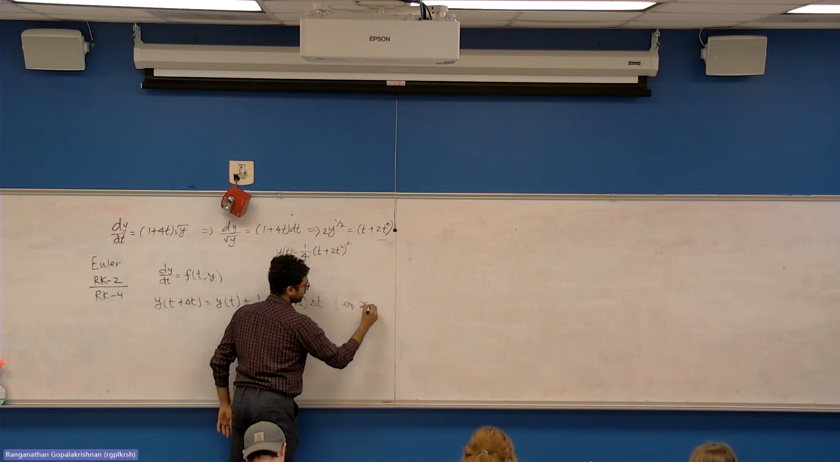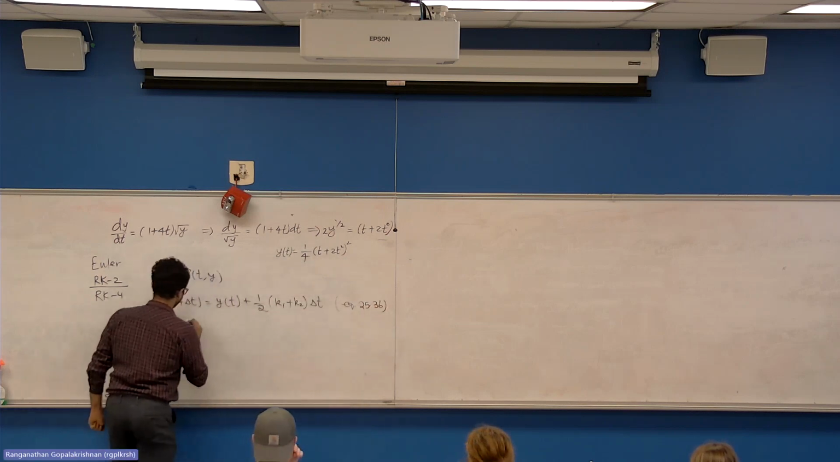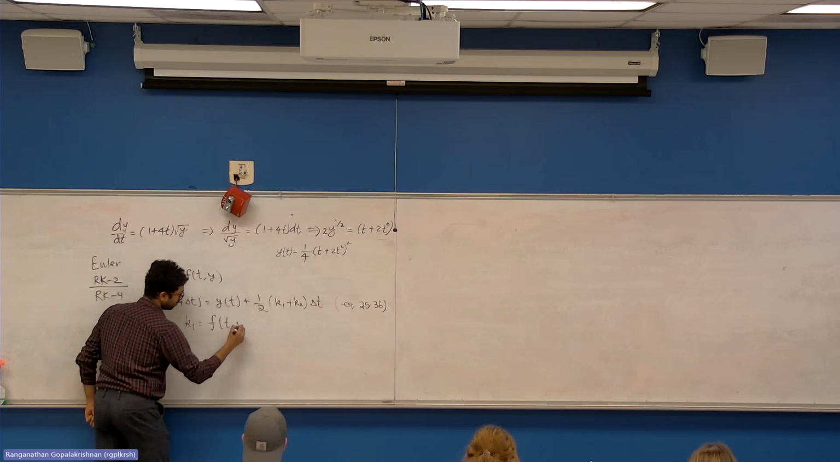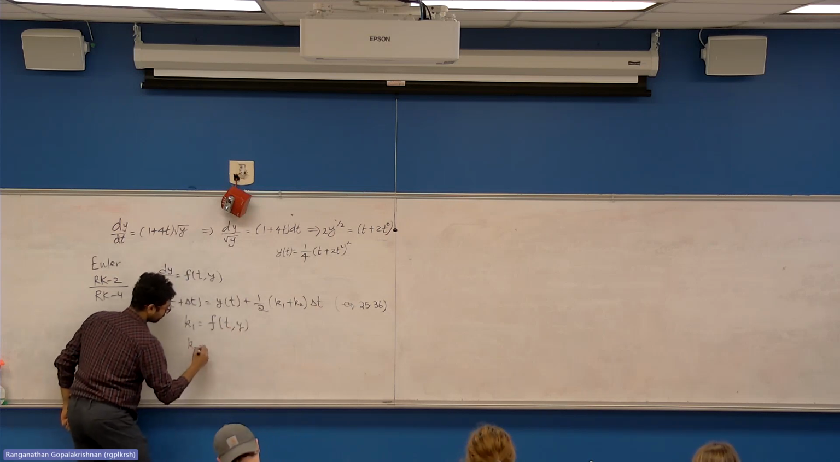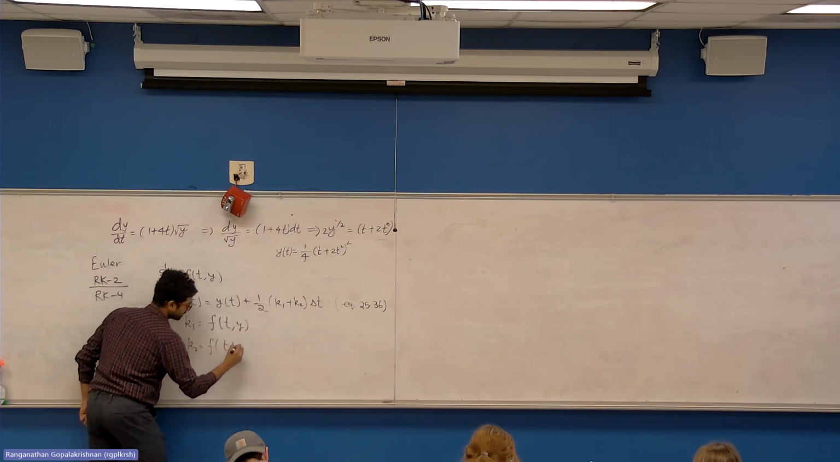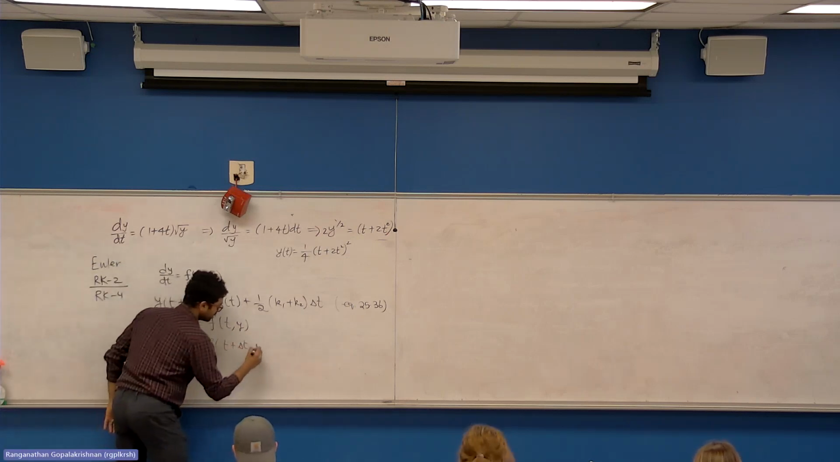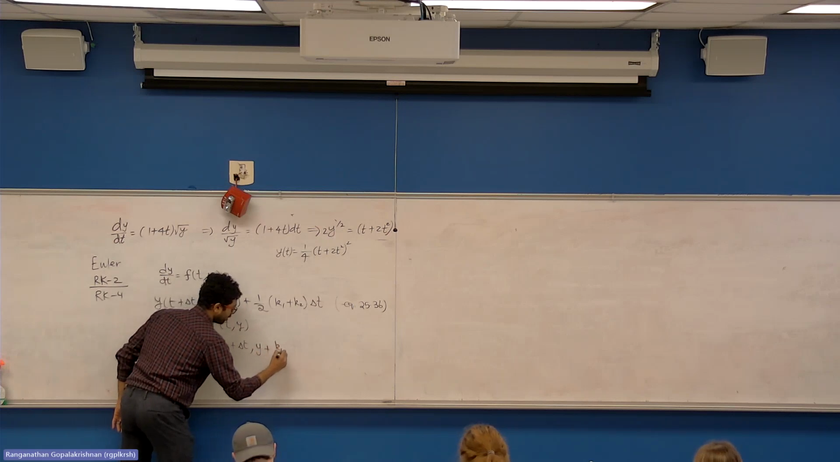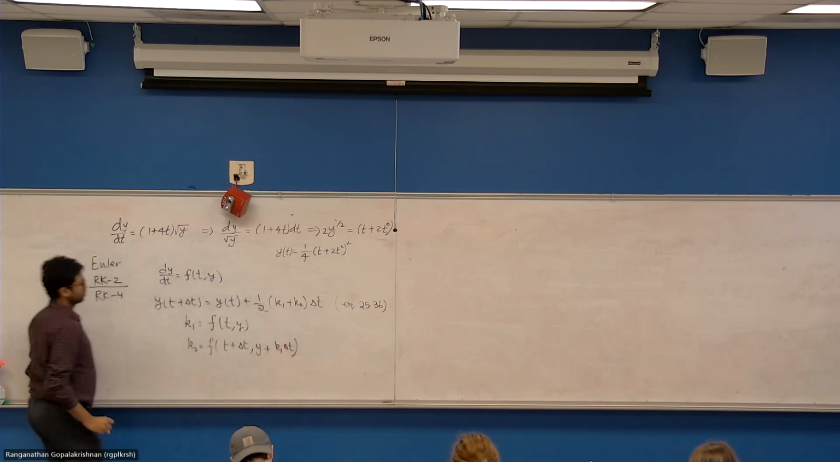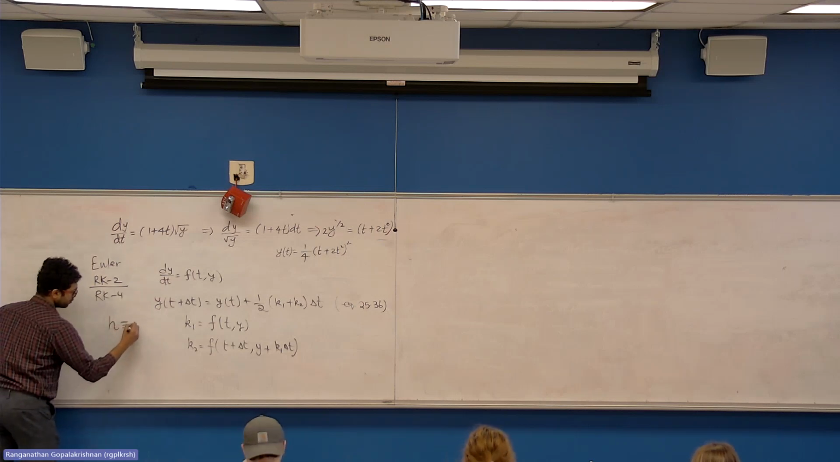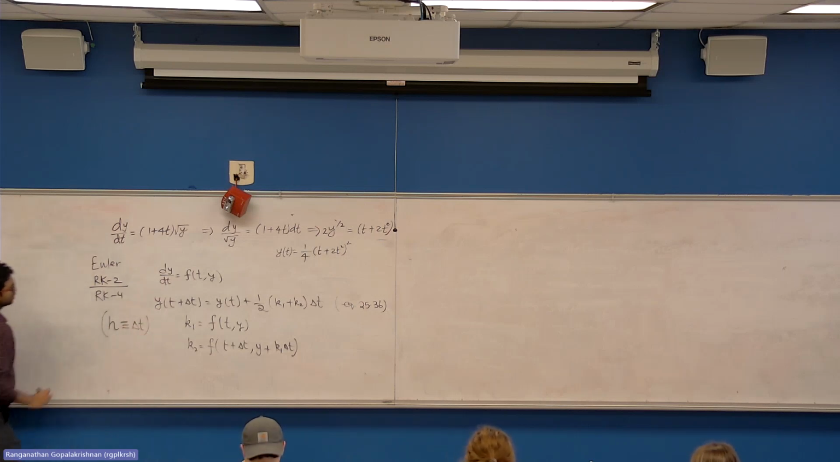Equation 25.36 in the book, where k1 is the function evaluated at t and y, and k2 is the function evaluated at t plus delta t and y plus k1 delta t. And if you look at the book, they use h for delta t. I like delta t, the book uses h. That's the only difference.